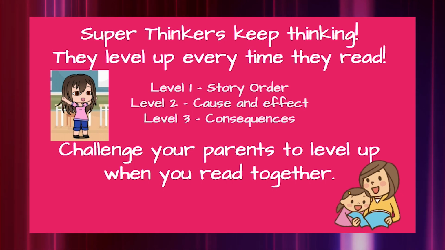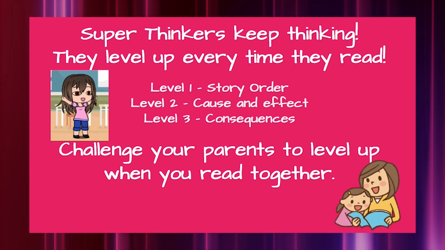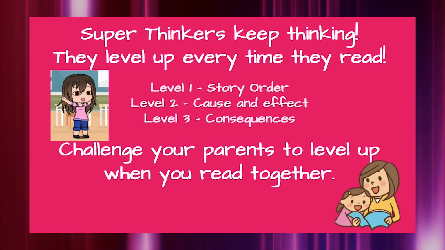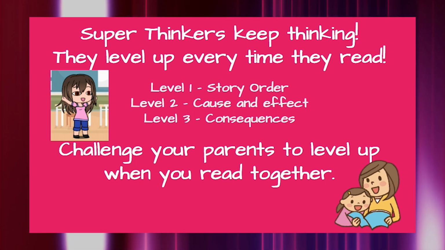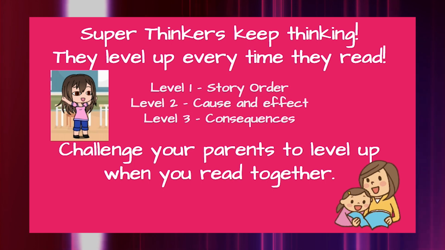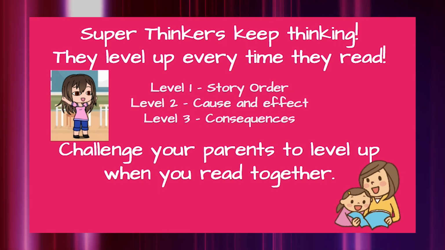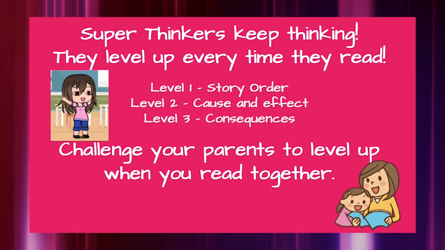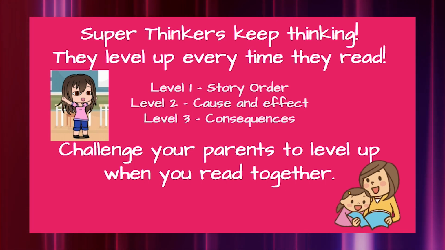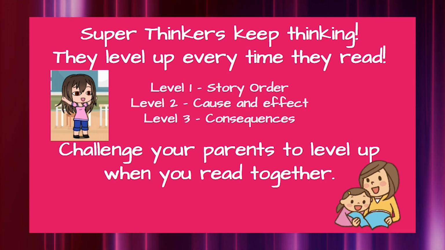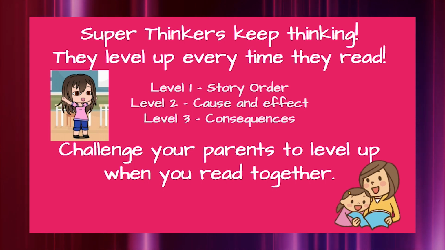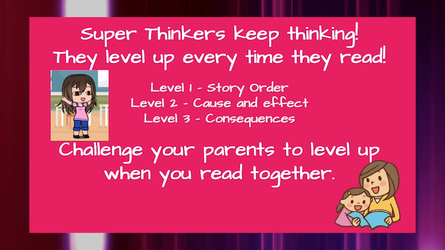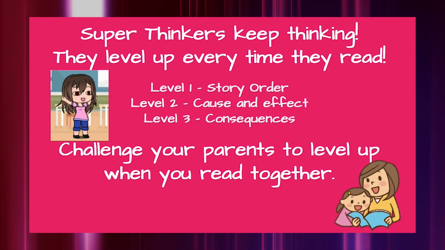You can start with level 1 and do a story order. Ask your parents, what comes first? Next, then, and finally in a story. See if they get it right. Then go to level 2, cause and effect. Work with your parents to figure out what happens in the story and why it happens in a story. And finally, level 3, consequences. What are the consequences for things that happen in the story?